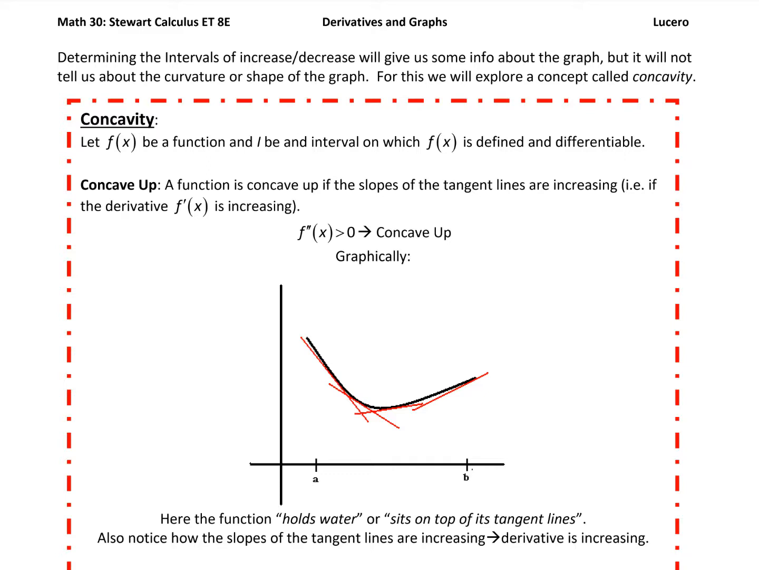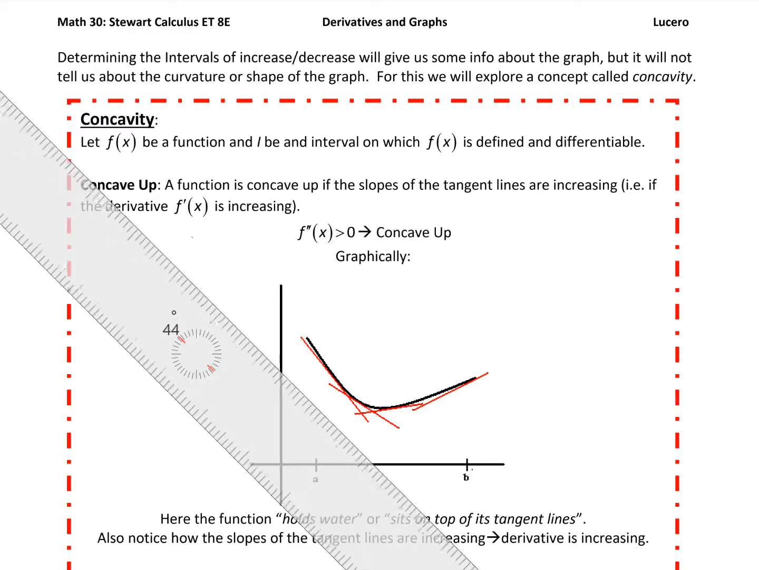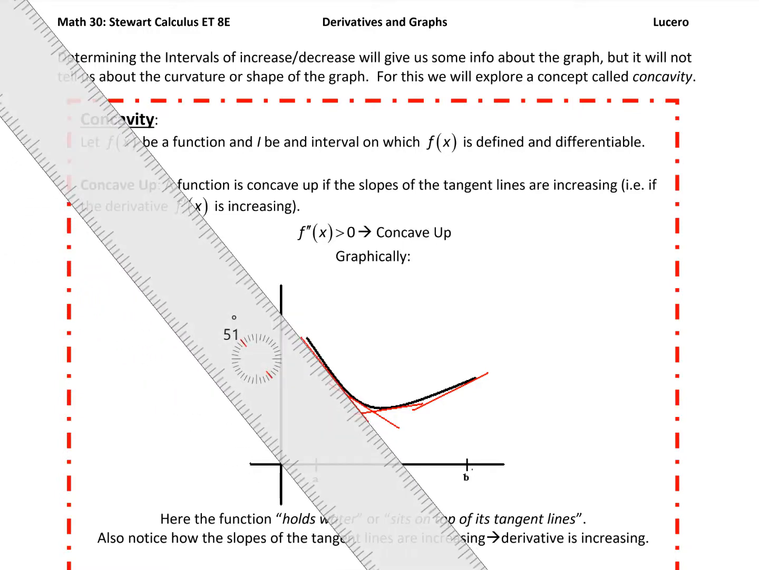So we already know how to figure out where we've got intervals of increase and decrease, and now we're going to talk about a concept called concavity. So if we have a function and it's defined on some interval on which it is differentiable, we'll call that interval I, we call the function concave up if the slopes of the tangent lines are increasing. If the slopes of the tangent lines are increasing, that means that the second derivative is positive, because that means the rate of change of the first derivative is positive.